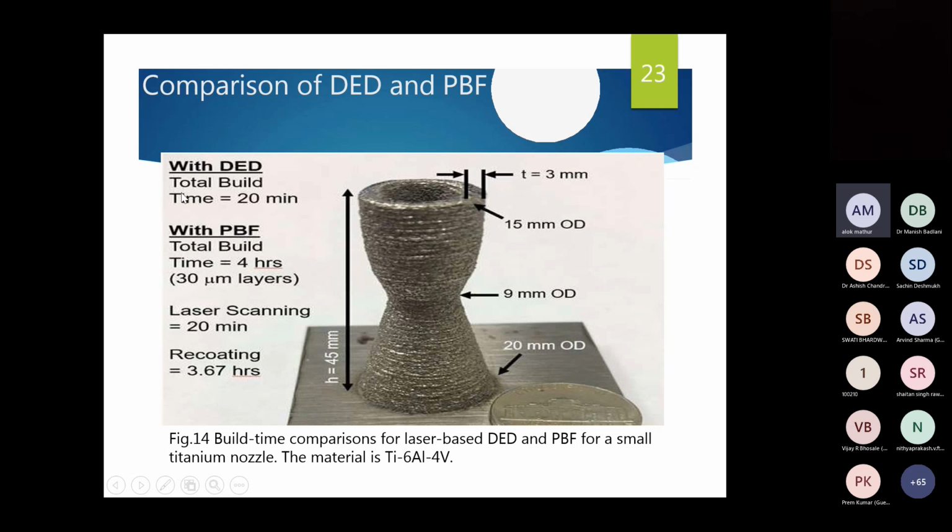With DED, the total build time for this component is 20 minutes. With PBF, total build time is 4 hours. See the difference: 12 times. And the layer size is 30 microns. Laser scanning time is 20 minutes, and recoating 3.67 hours.